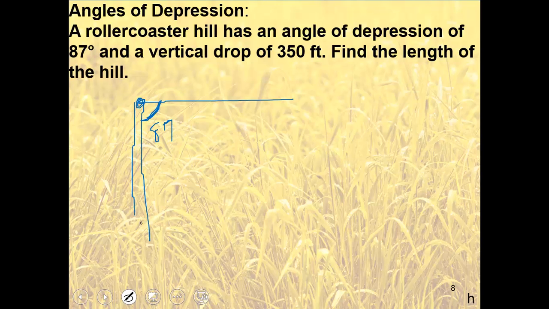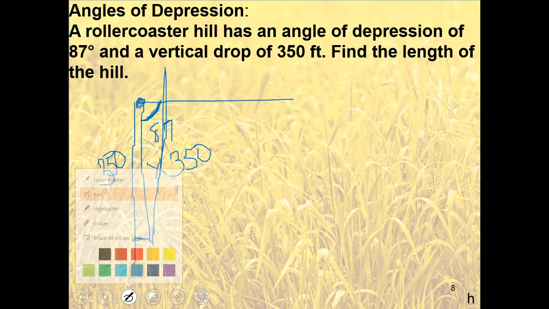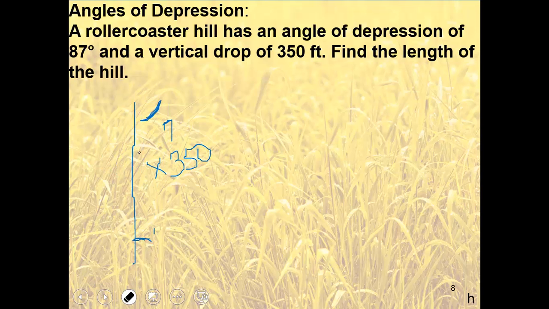So our vertical drop is 350, and we're looking for the length of the hill. Well, there's a couple ways we can do this. If this is 350, then over here is also 350, right? This is going to be almost foot by foot. I'm going to start over and draw this different because I just think that that's so messy.